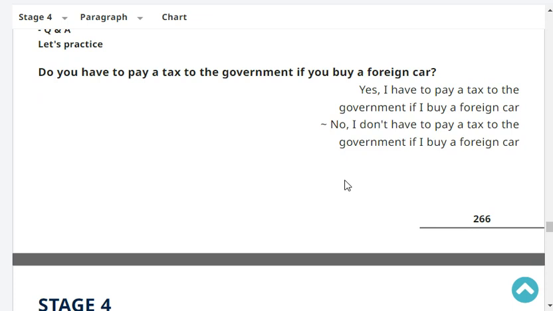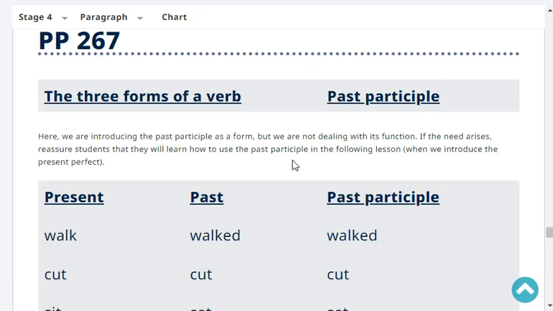Yes or no? Yes, I have to pay a tax to the government if I buy a foreign car. Okay, one more. Yes, I have to pay a tax to the government if I buy a foreign car. Very good.